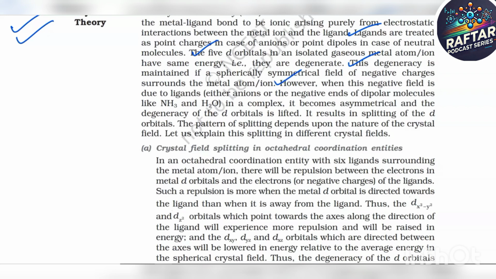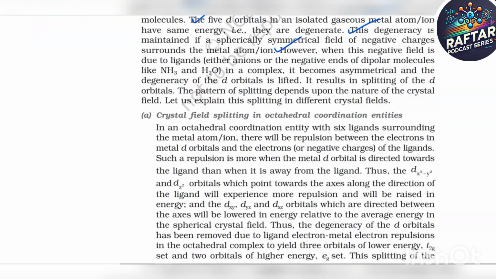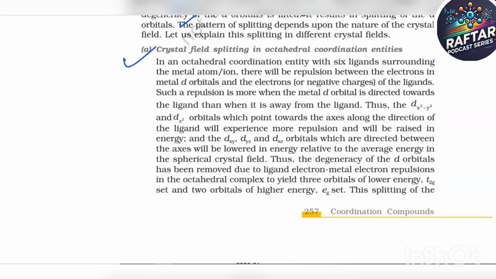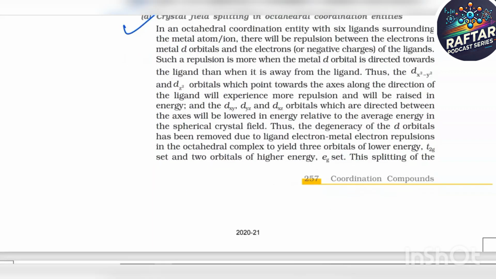However, when this negative field is due to ligands, either anions or the negative ends of dipolar molecules like NH3 and H2O in a complex, it becomes asymmetrical and the degeneracy of the d orbitals is lifted. It results in the splitting of the d orbitals. The pattern of splitting depends upon the nature of the crystal field. Let us explain the splitting in different crystal fields.